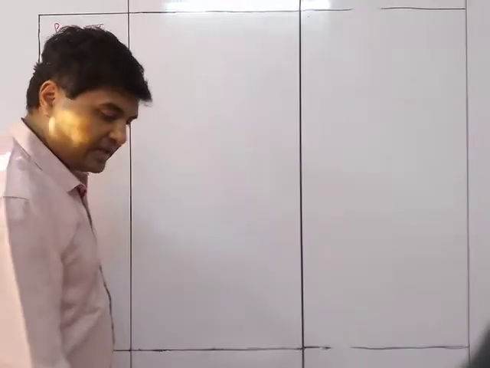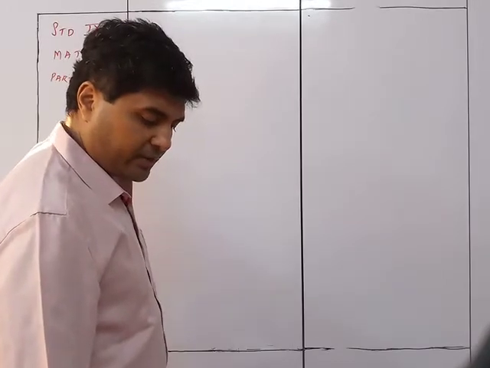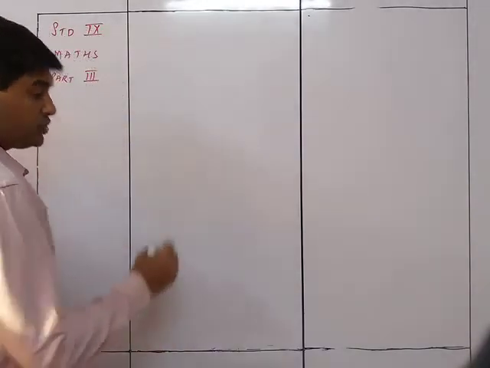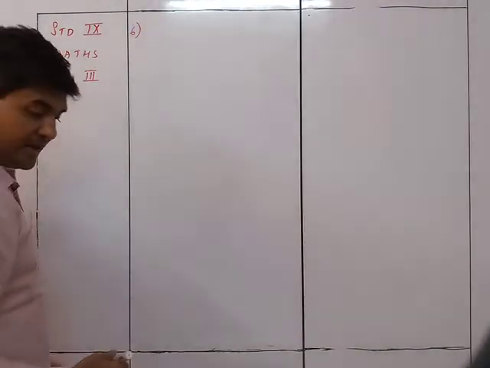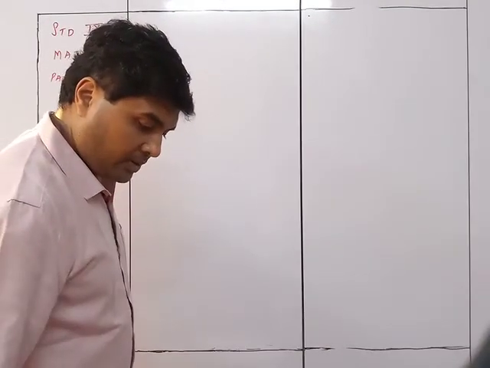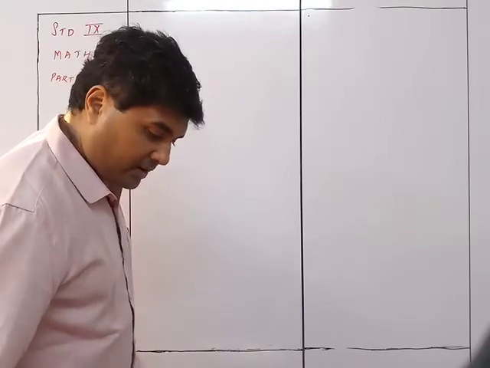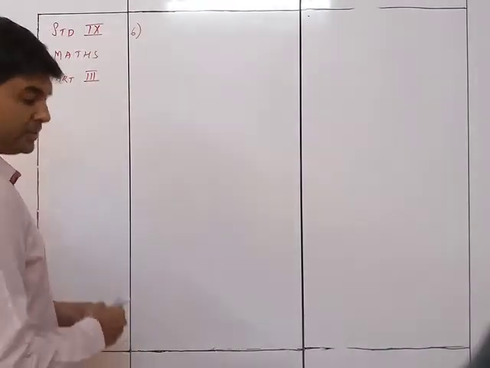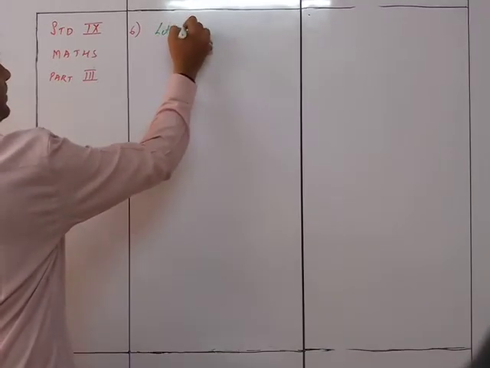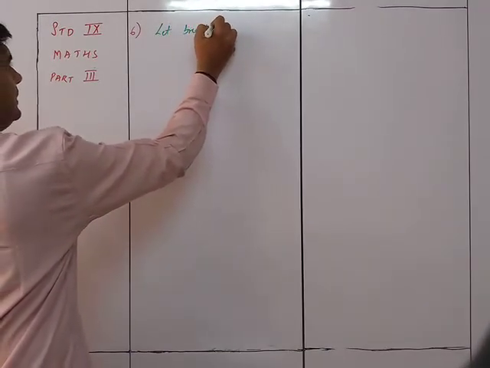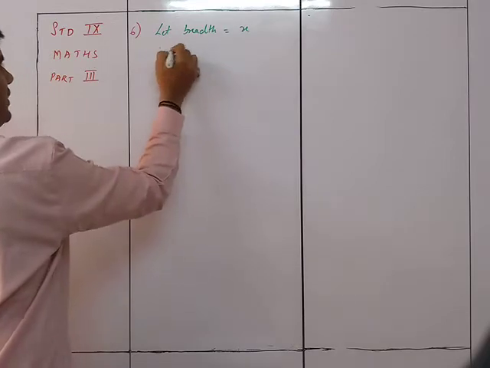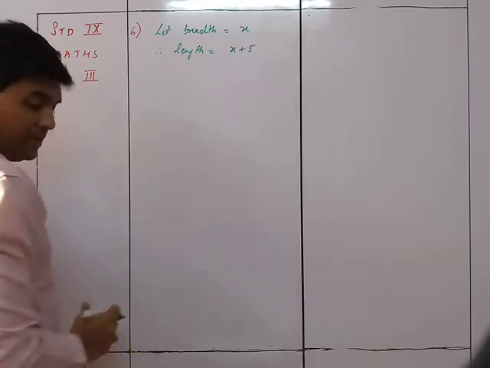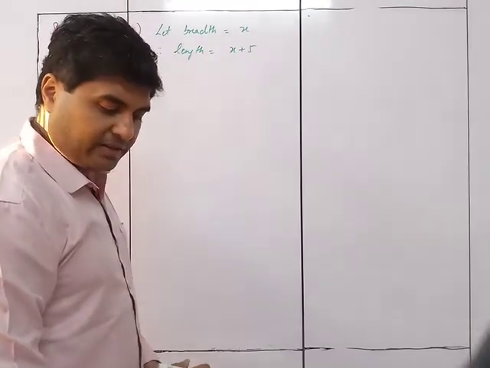Sum number 6. The length of the rectangular hall is 5 meters more than its breadth. If the area of the hall is 594, find its perimeter. So, you are given that the length of the rectangular hall is 5 more than its breadth. So, let breadth be equal to x. Therefore, length is equal to x plus 5. It is given that it is 5 more than the breadth.